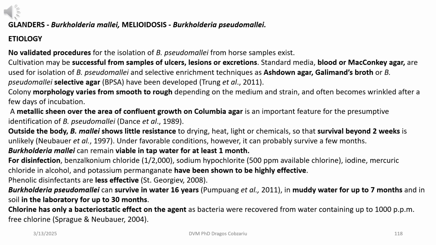Standard media, blood or MacConkey agar, are used for isolation of B. pseudomallei, and selective enrichment techniques such as Ashdown agar, Galimand's broth or B. pseudomallei selective agar, BPSA, have been developed. Colony morphology varies from smooth to rough depending on the medium and strain, and often becomes wrinkled after a few days of incubation. A metallic sheen over the area of confluent growth on Columbia agar is an important feature for the presumptive identification of B. pseudomallei.